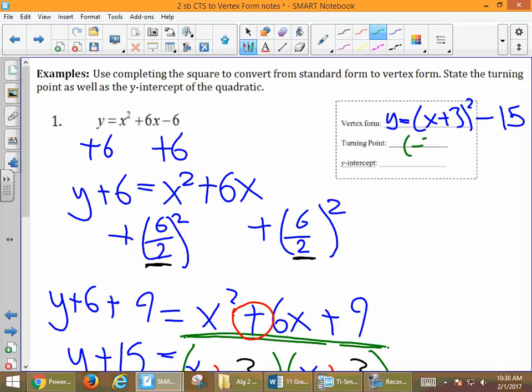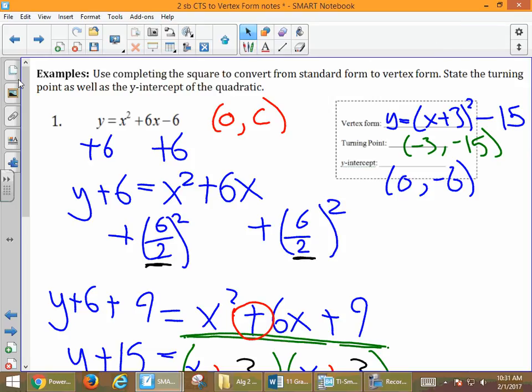Negative 3, negative 15. And that's because we need to take the opposite sign of our h, which was 3, and then we take our k, which is negative 15. And now we can use our standard form to find our y-intercept of our quadratic. And what's our y-intercept going to be? Hayden? 0, negative 6. Because our y-intercept of our quadratic was always 0, c, and our c for our standard form was negative 6. So our y-intercept is 0, negative 6.